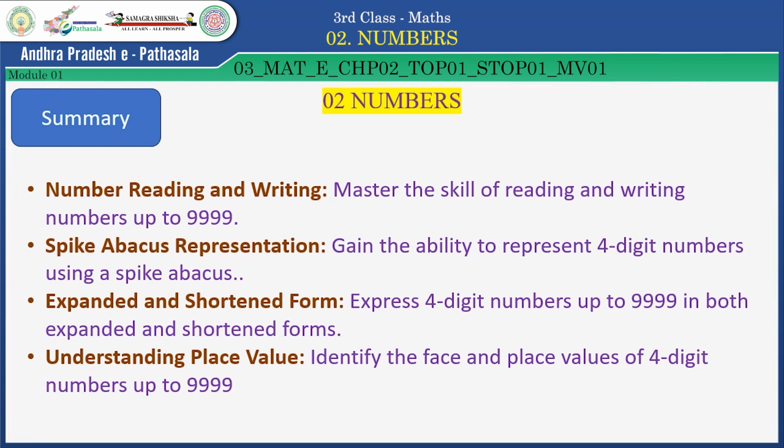We discussed about expanded and shortened form. We express 4-digit numbers up to 9999 in both expanded and shortened forms. We discussed about understanding place value. We identify the face and place values of 4-digit numbers up to 9999.